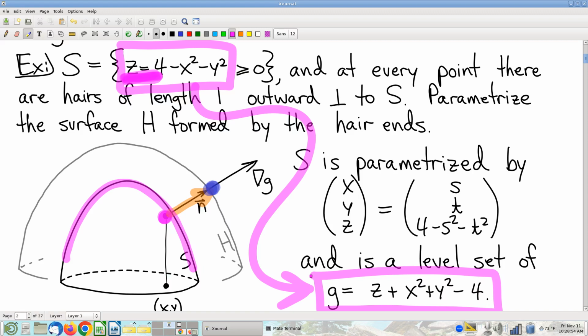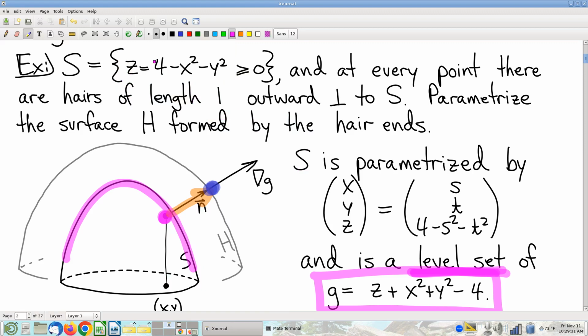Legal, reversible algebra to get down to this thing equals 0. And now we're literally looking at a level set of this other function. Everybody happy with that? If you're maybe a little rusty on what the deal was with graphs and level sets and all that stuff, look back through the early chapter 2 discussions.